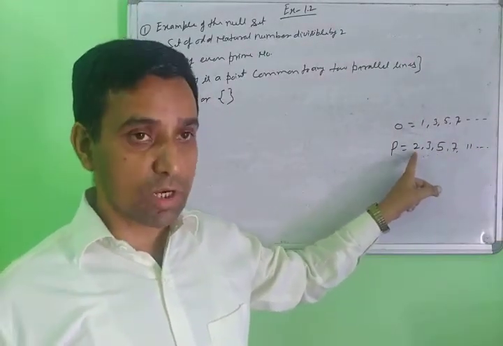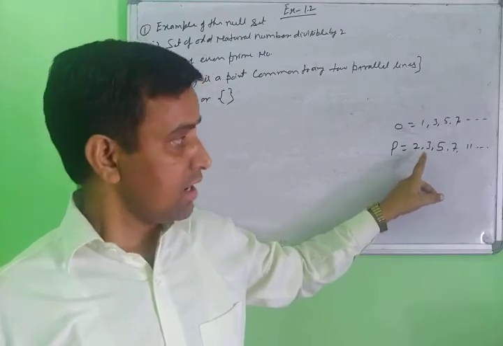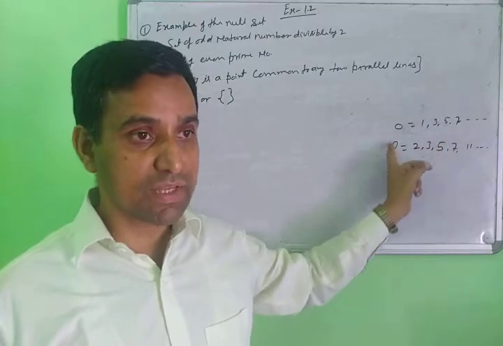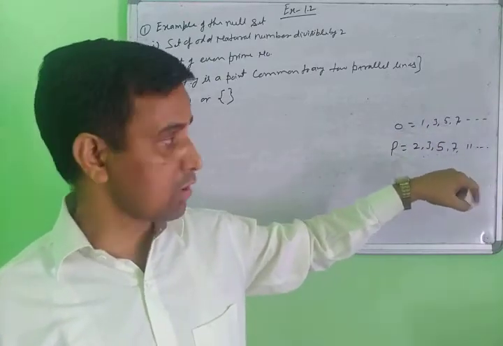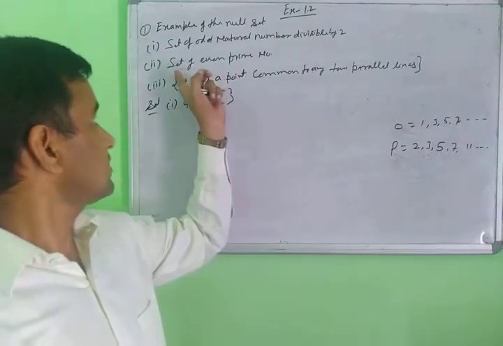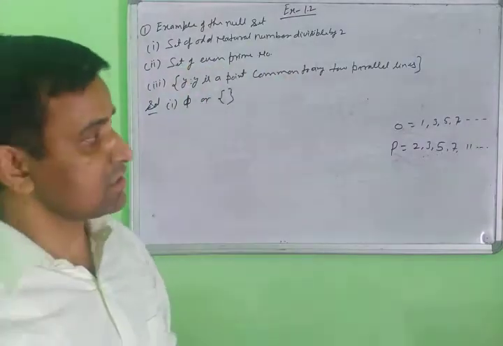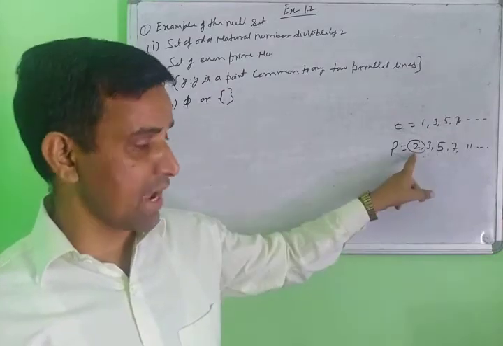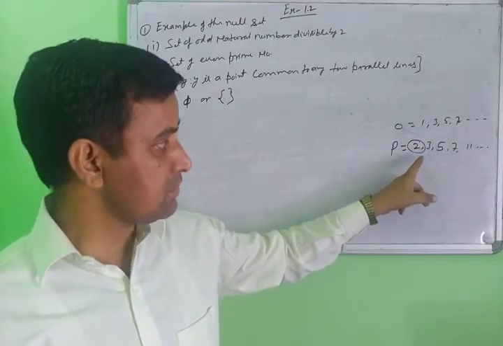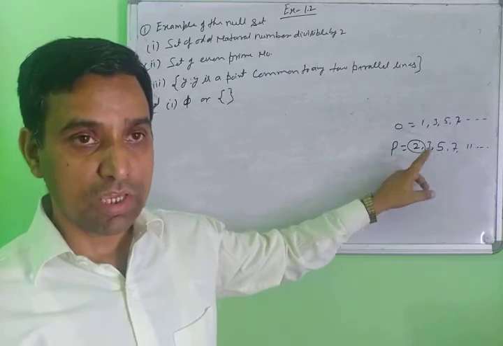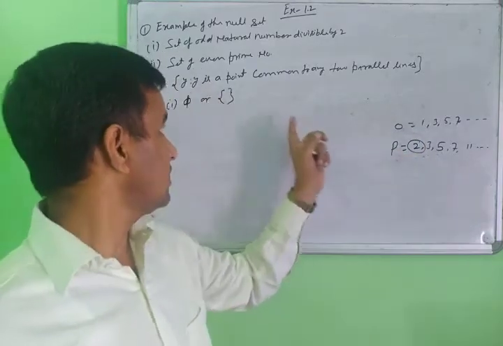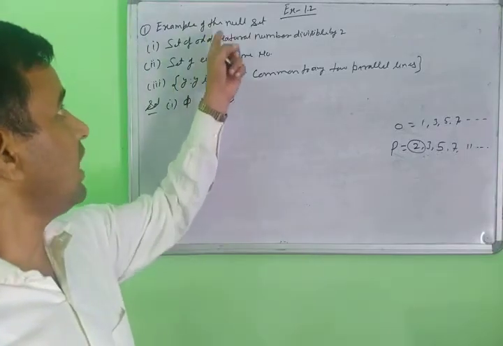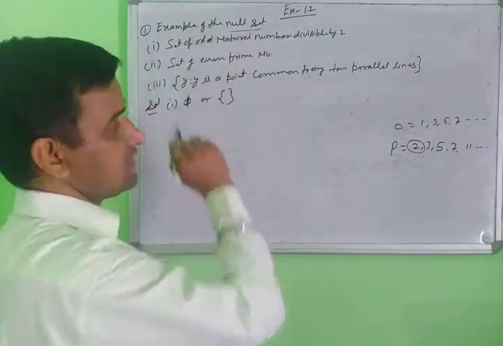2 is the smallest prime number and the even prime number. The rest, 3, 5, 7, 11, are prime numbers, meaning those numbers divisible only by themselves. So, is a set of even prime numbers possible? Yes, this is the even prime number. 2 is prime, and 2 is also even. That means the smallest prime number is 2, and the even prime number is 2. This is not an example of the null set.